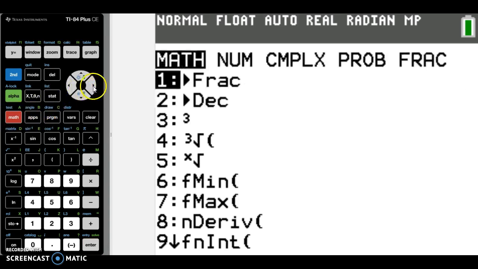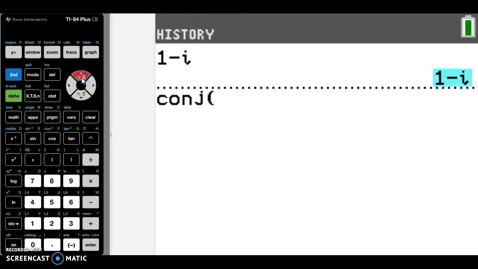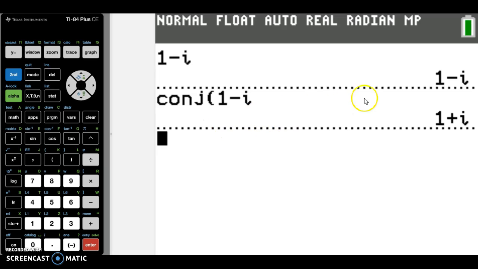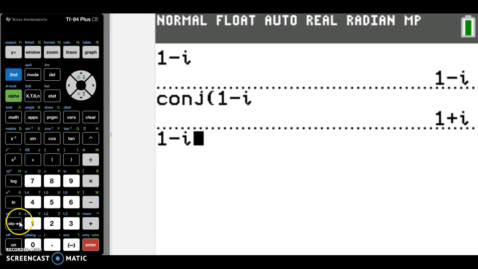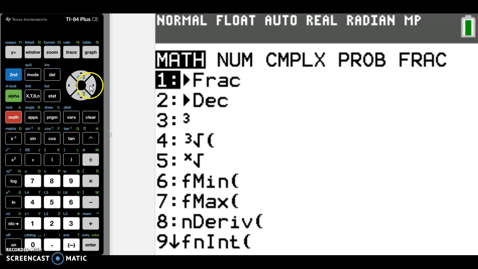Well, we can go into math, across to complex, and we can find the conjugate of it. Arrow up to copy it. There we go. Now we're going to use this complex number several times, so rather than keep arrowing up and copying, why don't I just store it as a variable? In this case, I'm going to store it as z, for the complex number.